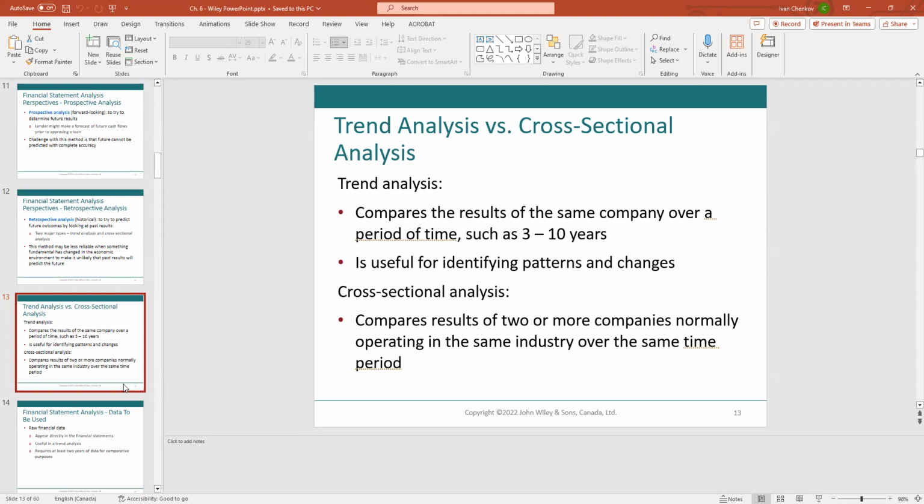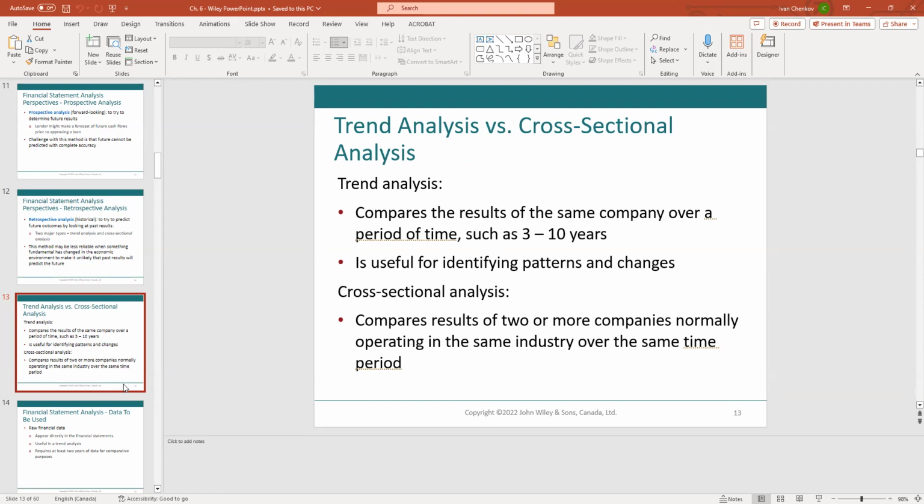If 2 years are given to you, if you have only 2 years, you cannot talk about trend. You can talk about the difference between 1 year and another year. For the trend analysis, from a statistical point of view, you need at least 3 years. That's the lowest number that you can get.